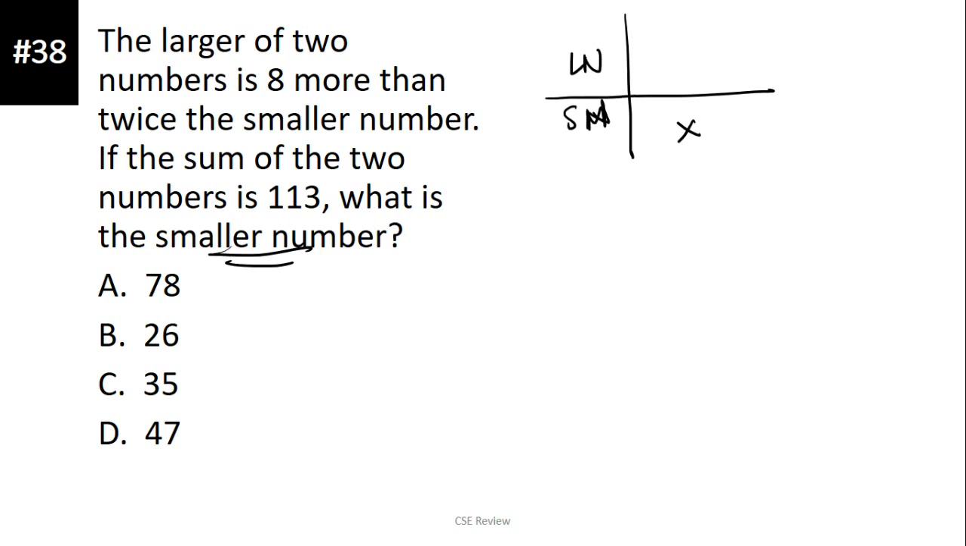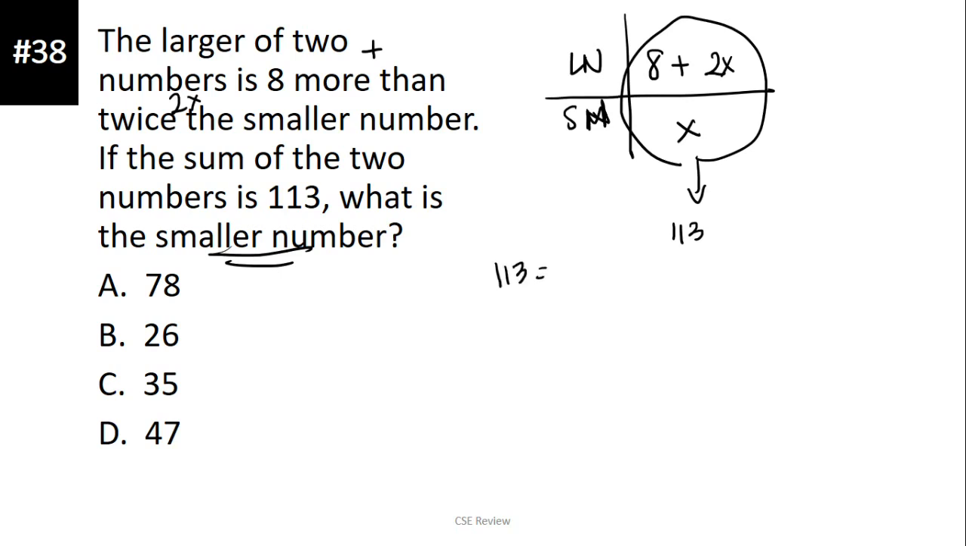Ang larger number mo is 8 more than, which is plus, twice the smaller number, ang twice is 2 times. So, 8 plus 2x. At ang sum daw nila, pag pinagsama mo sila, is going to give us 113. So, traditional method, 113 is equal to 8 plus 2x plus x. Kasi pinagsama mo sila. So, 113 is equal to 8 plus 3x.